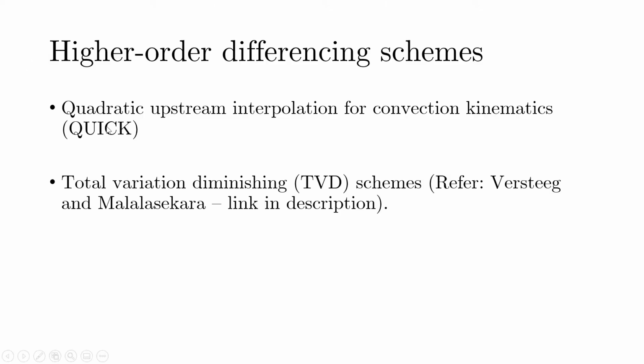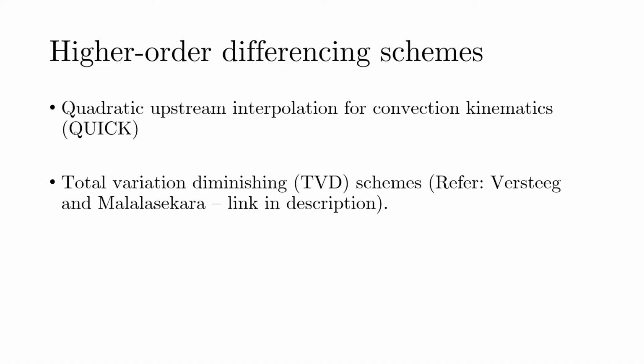And the second kind of schemes that are also used in CFD is called the total variation diminishing schemes, or sometimes just called TVD schemes. And there are many different kinds of these TVD schemes which you can refer to in the textbook that we are referring to so far, that is Versteeg and Malalasekera.